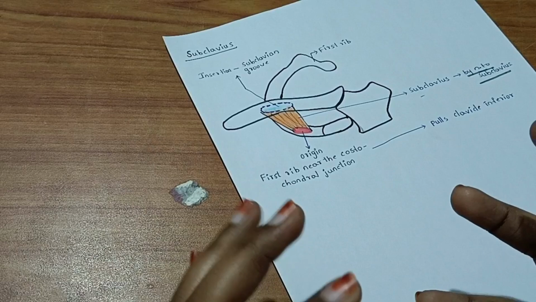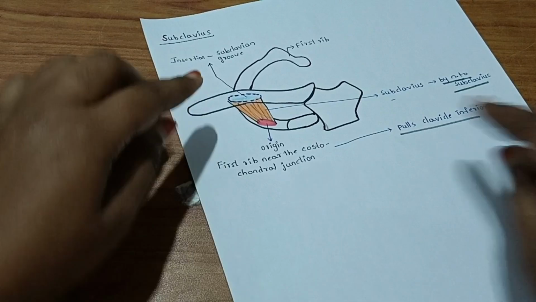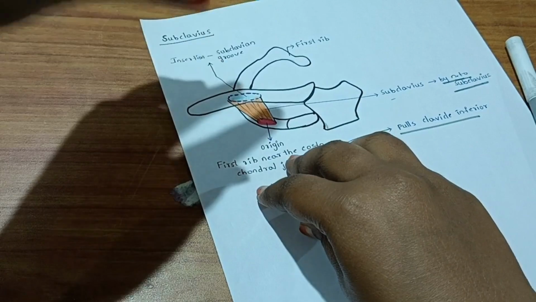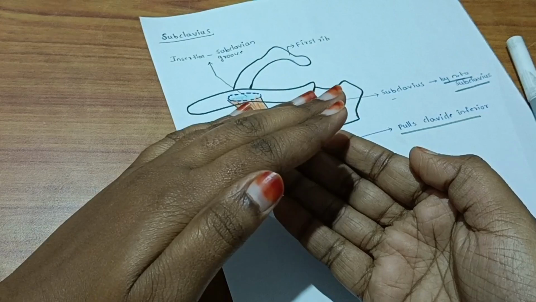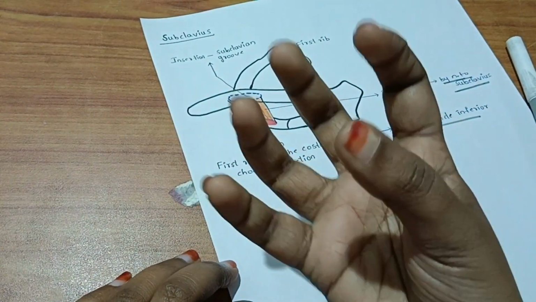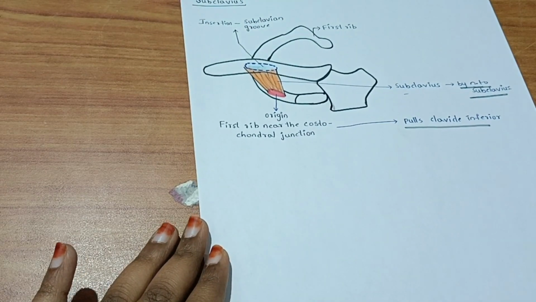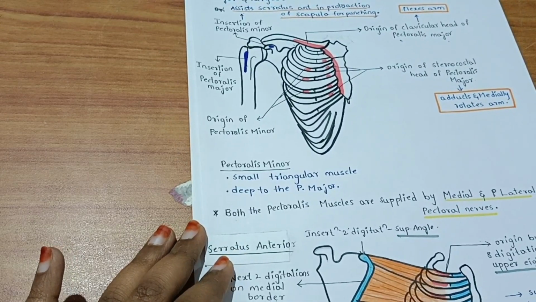And the action of subclavius is that it pulls the clavicle inferiorly. It stabilizes the clavicle. It doesn't move the clavicle much, but it stabilizes the clavicle, keeping it in position. Yes, this is the subclavius. This is the complete discussion about the pectoral region, the major muscles in the pectoral region.